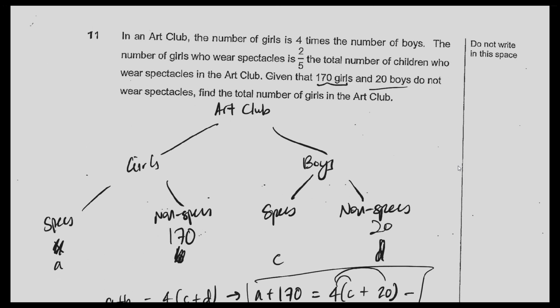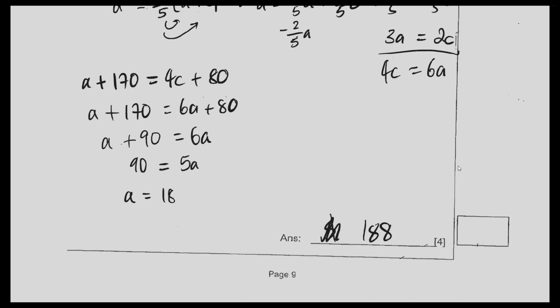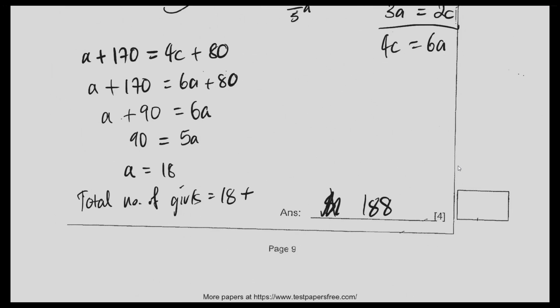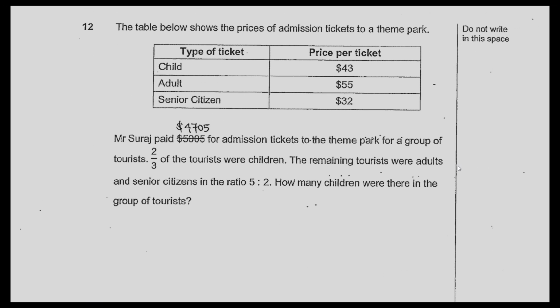And you want to find the number of girls in the art club. So that is just 18 plus 170, which is 188. Write your final answer statement, and there's your answer. Let's look at the next question.